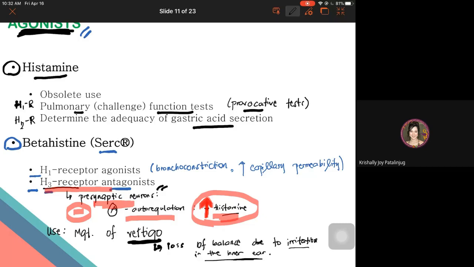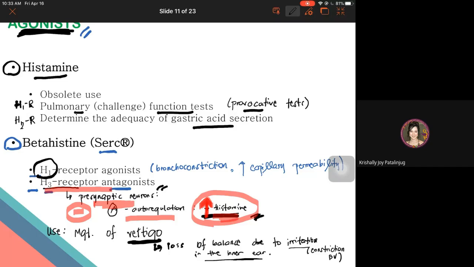Kasi there is constriction ng vessels in there. Sa ear connected to the CNS, there is constriction of the blood vessels. Now, with the use of beta-histine, recall nga ang beta-histine, pinapataas niya yung histamine. Pinapataas niya yung histamine via blocking histamine 3 receptor. So, marami yung histamine ngayon na magbabind sa histamine 1.